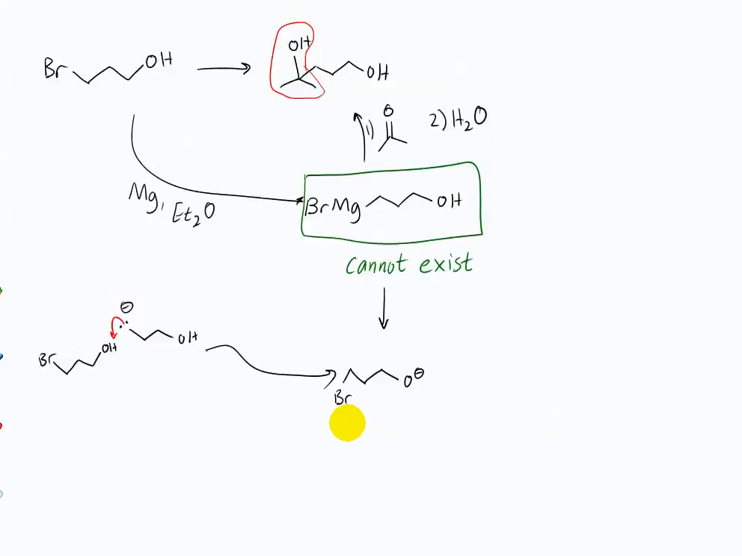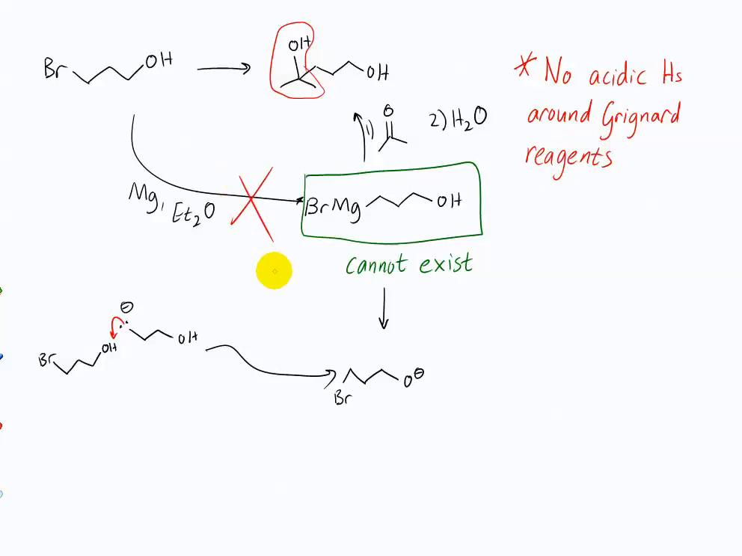And that is one of our important guidelines for Grignard reagents: no acidic protons around Grignard reagents. So this wouldn't work. You can't make that. Try to get that in your head as best you can, because every year I see plenty of syntheses that have Grignards with alcohols or with amines on them, any kind of source of acidic proton. You can't do that.